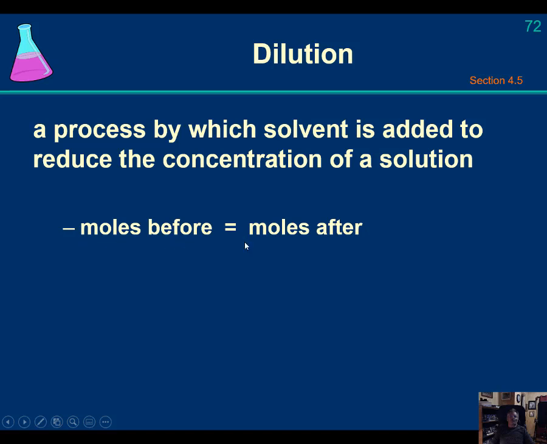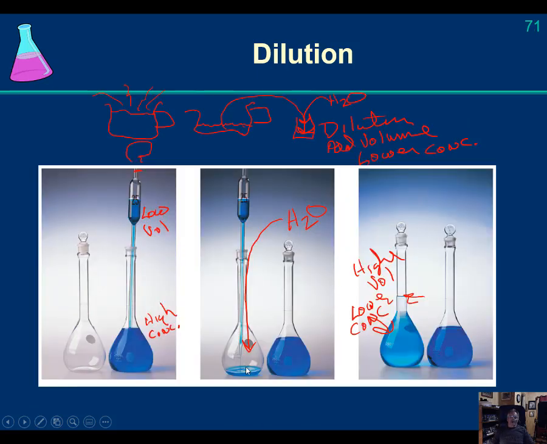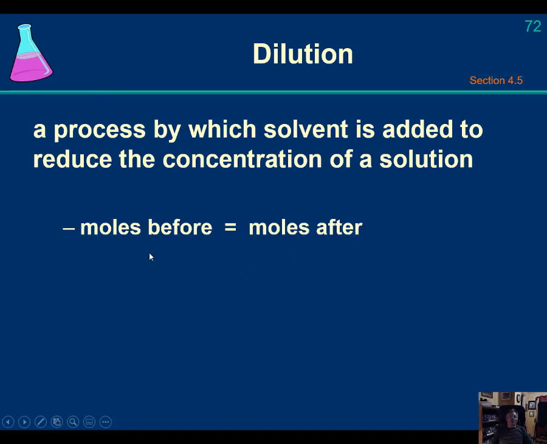What you need to remember is moles before the dilution equal moles after the dilution. So here we have a specific number of moles. So this number of moles before the dilution is equal to the number of moles after the dilution. So these two right here are the same number of moles. Okay? And then we're simply adding solvent, and that's going to dilute the solution. All right? So moles before equals moles after, and we can calculate that using molarity times volume.